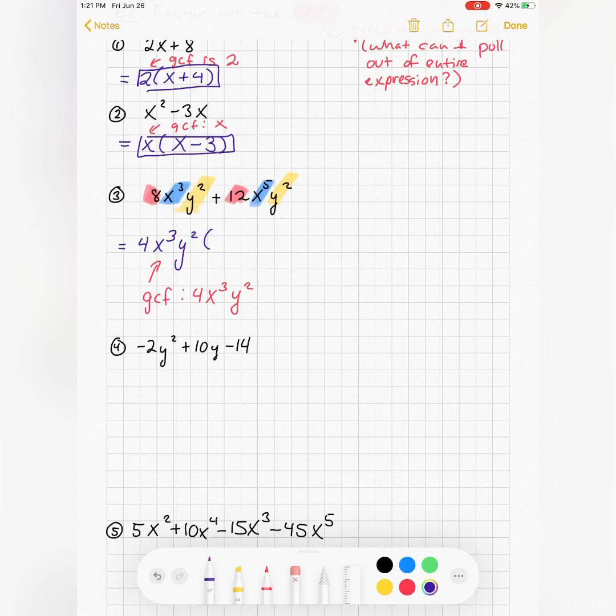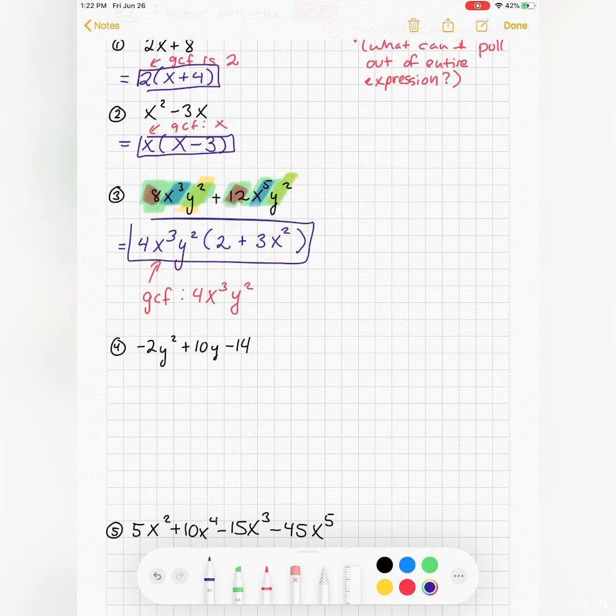So what does that leave me with? Now I'm looking at the first term here. If I take that 4 out, that'll leave me a 2. I took an x cubed and a y squared out, so that's it. Now let me look at the next term. I took out a 4, that'll leave me a 3. I took out an x cubed, that'll leave me an x squared, and I took out the y squared, so that'd be it.